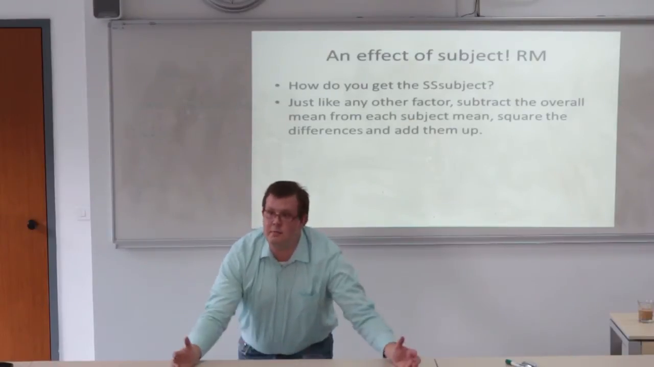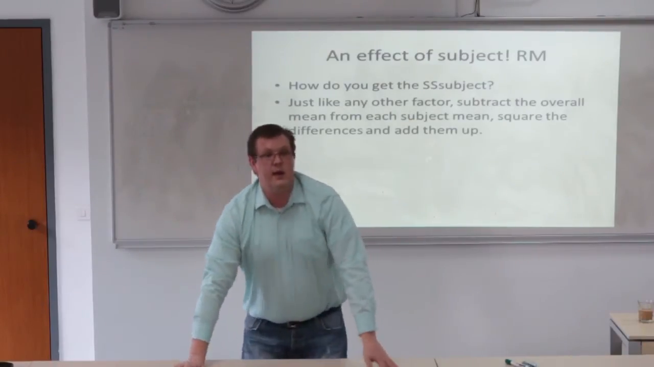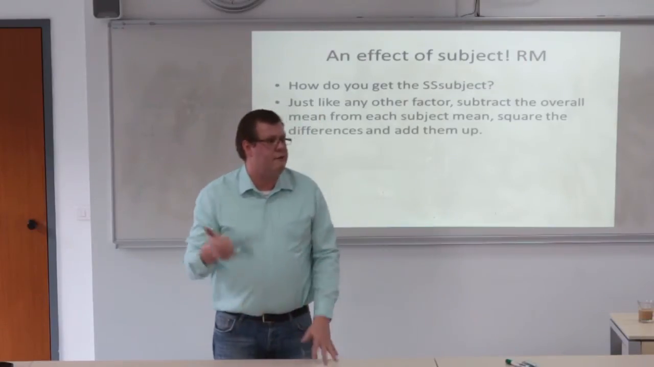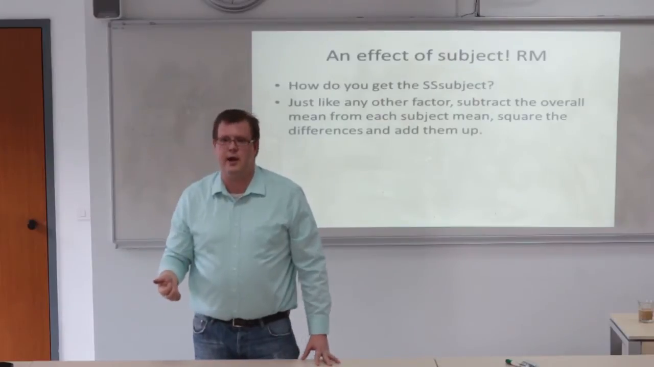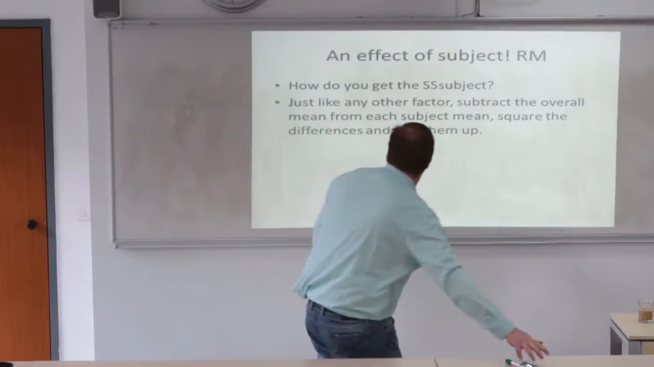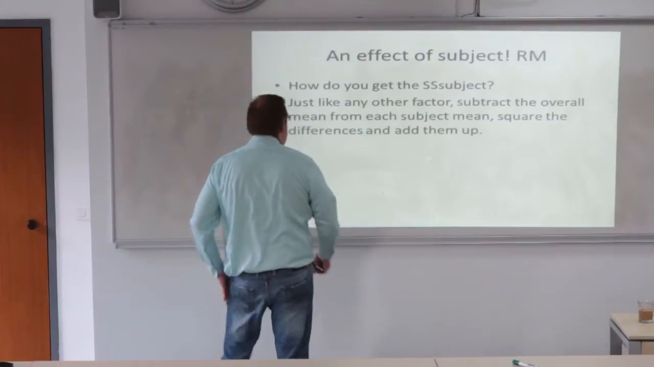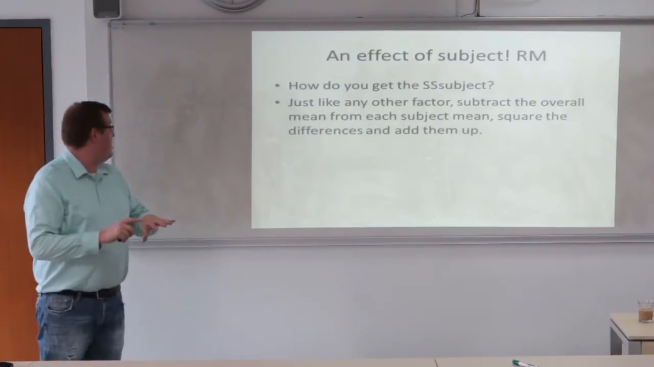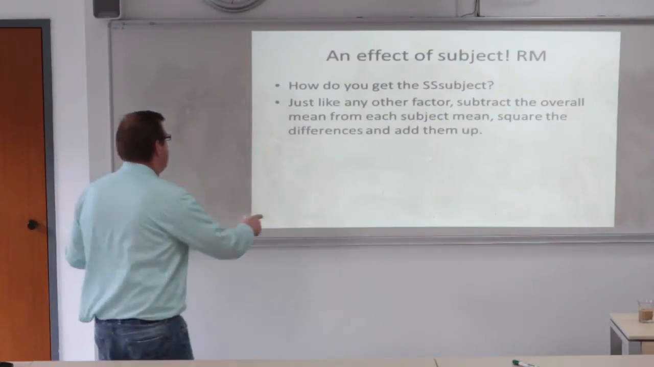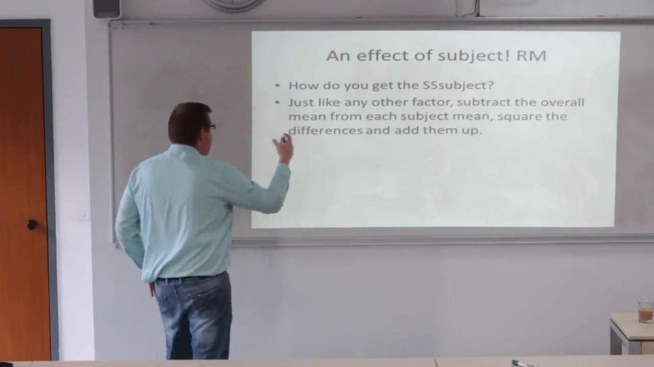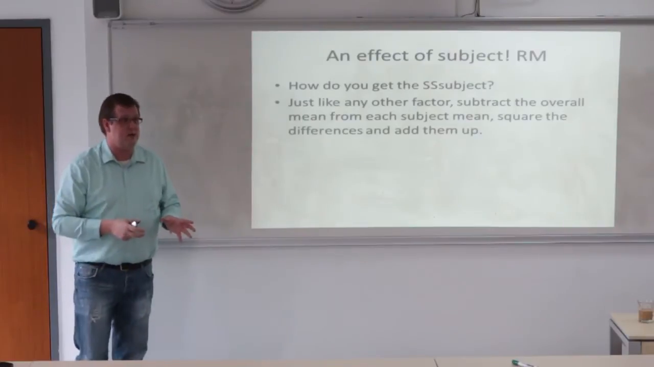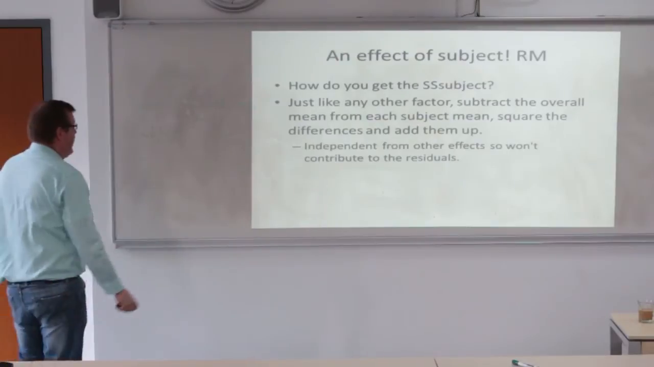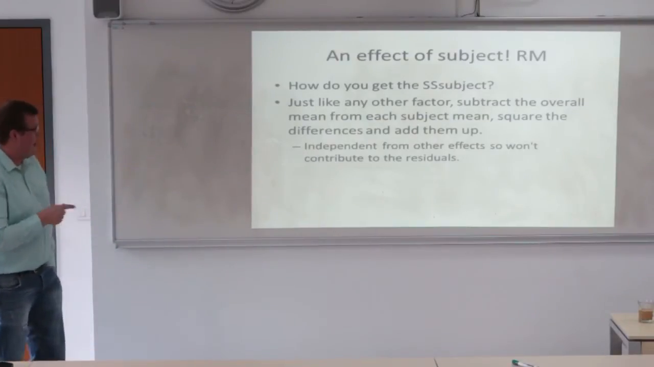So having multiple measurements for one person, now we can get a pretty good idea about how fast that person is overall, if we're talking about something like response time, right? So all we need to do is just get the mean from each subject, subtract the grand mean from that, and sum those up after we square them. Okay, so this is going to be independent from the other effects.